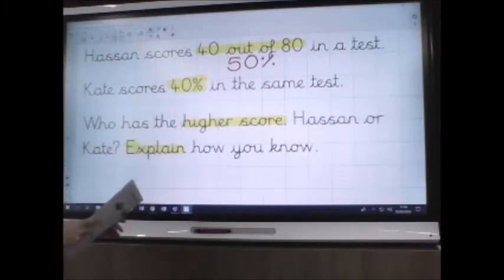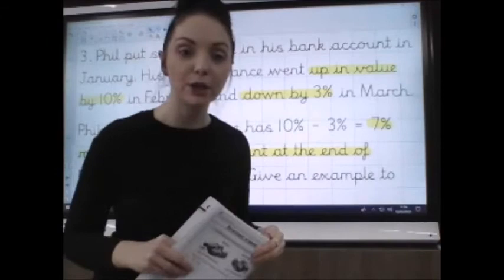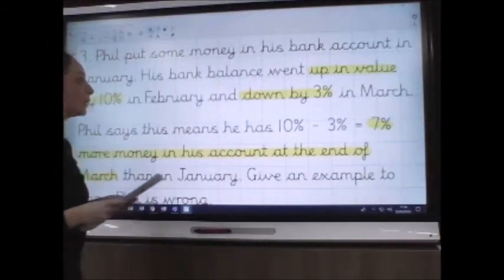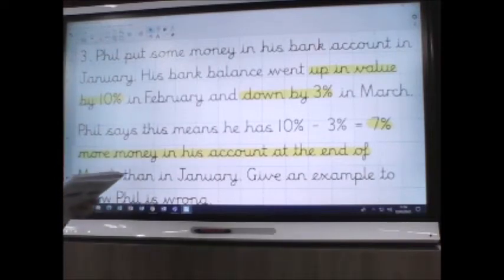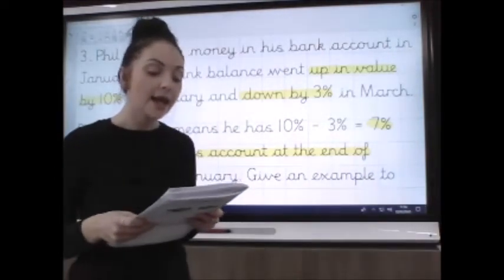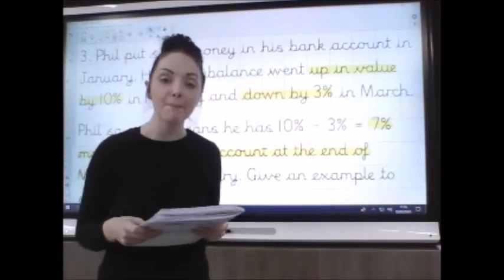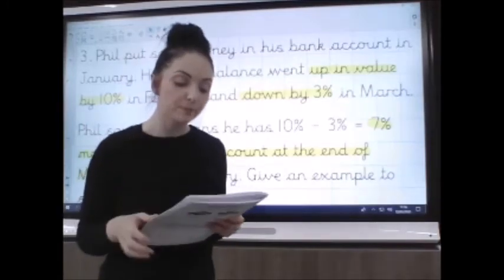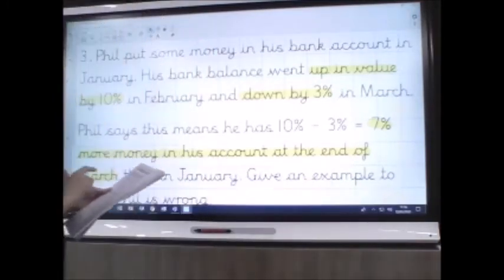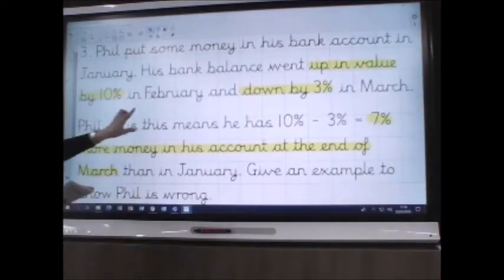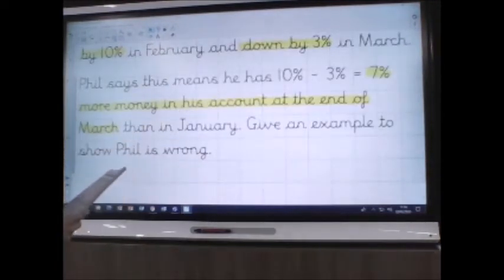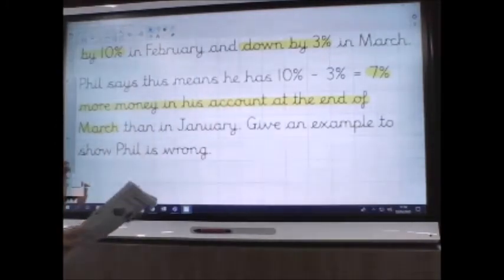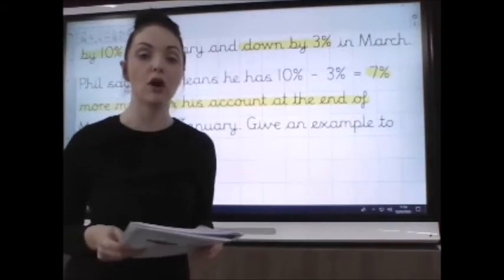If you're choosing to carry on and have a go at page 35 because you're feeling like you want to challenge yourself, I'm going to give you a few hints. So, question 3 says, Phil put some money in his bank account in January. His bank balance went up in value by 10% in February and down by 3% in March. Phil says this means he has 10% take away 3%, which equals 7% more money in his account at the end of March than in January. Give an example to show Phil is wrong.